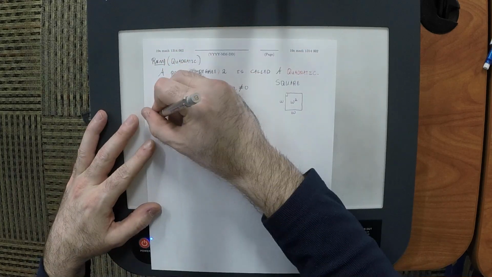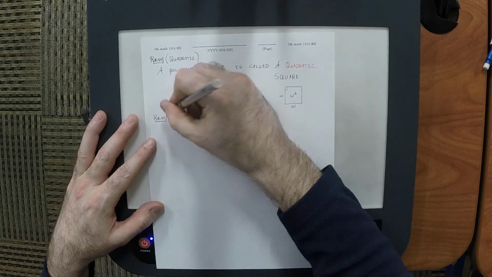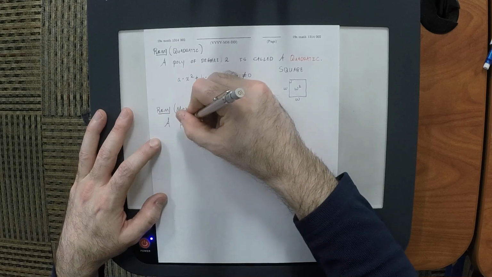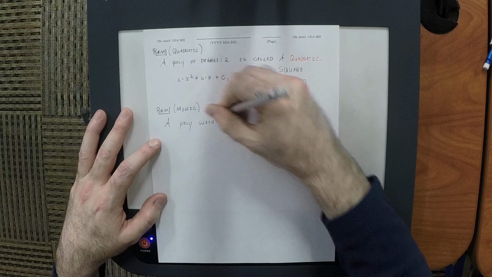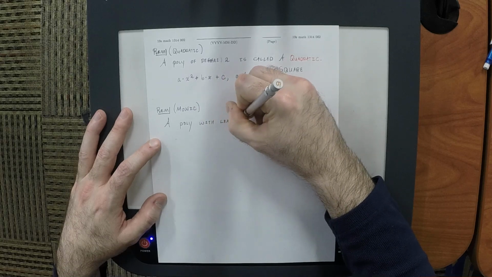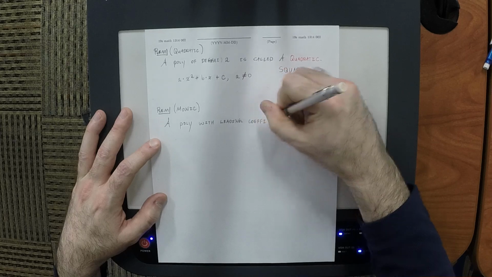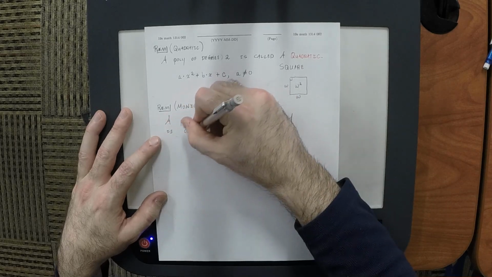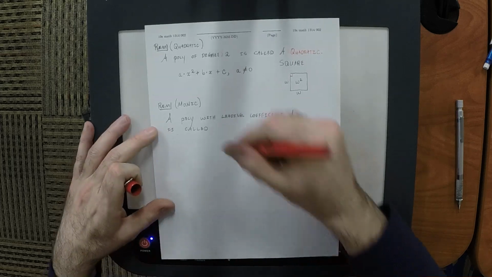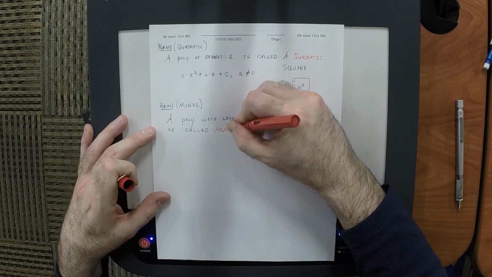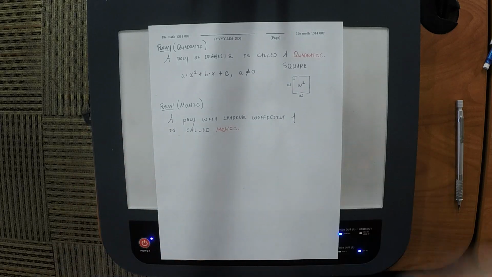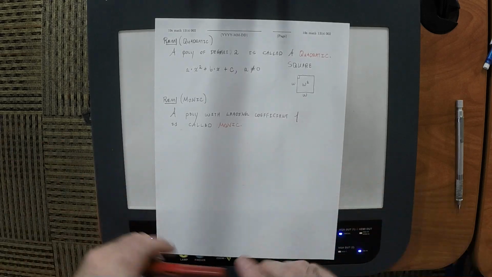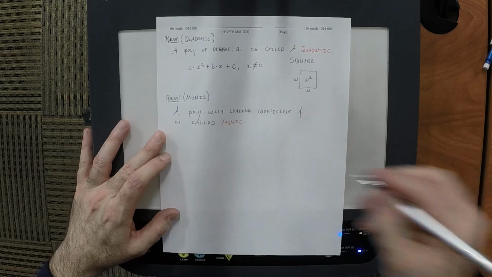Next is that we have a remark called monic. So a polynomial with leading coefficient one is called monic. So in this case, the number 1 is in agreement with that. Mon, meaning 1. Okay, so some examples.